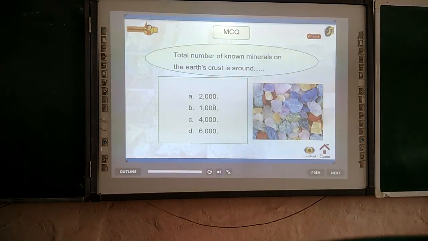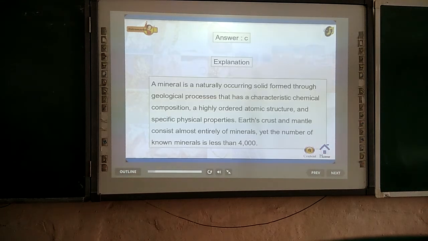Test yourself. What is the total number of known minerals on the Earth's crust? The options are A. 2000, B. 1000, C. 4000, D. 6000. Answer: C. 4000.